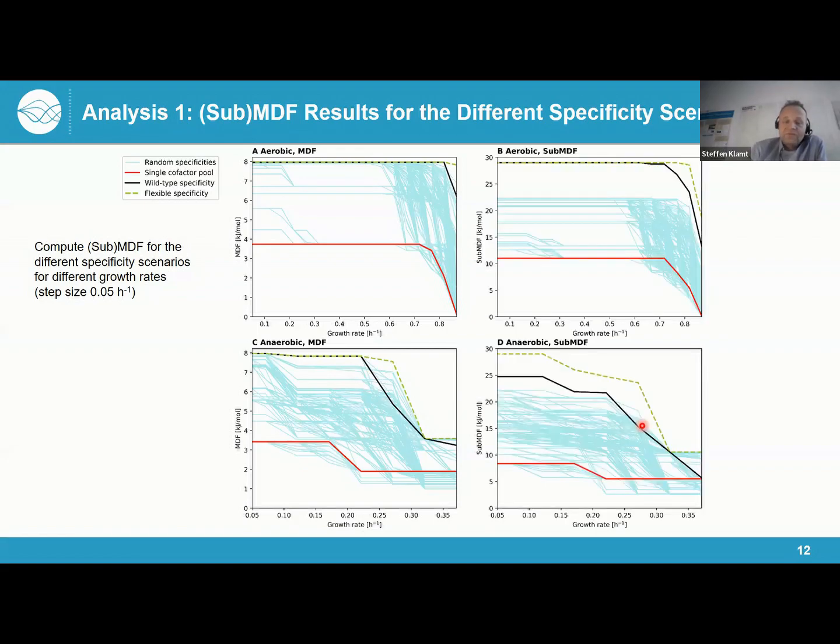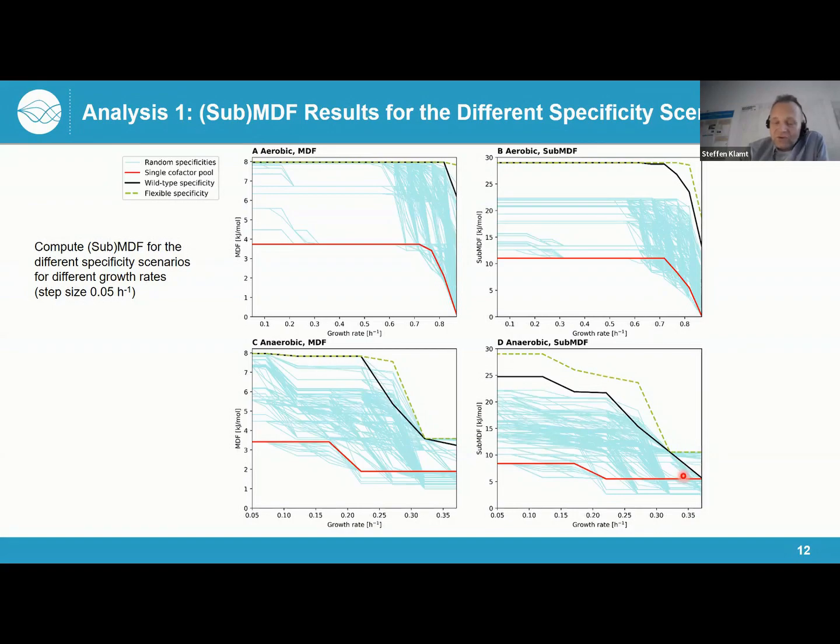So then we did the same for the sub-MDF. Again, in those cases, we just want to maximize the thermodynamic potential or the thermodynamic driving force of the redox cofactor dependent reactions only. And in this case, you can see that the Y-type specificity even outperforms all these random specificities with respect to the sub-MDF value. And we get similar results as for the MDF case.